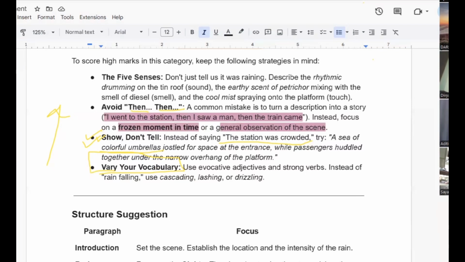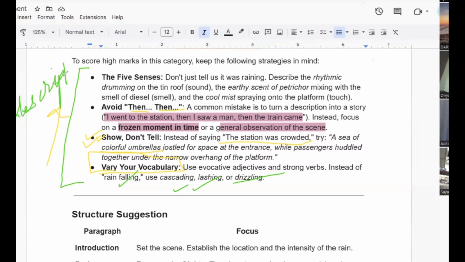Good. Use a thesaurus for that if you want. Sometimes we don't really come across these words, but drizzling is a pretty common word. So instead of just saying the rain is falling, you use drizzling, lashing, or cascading. Or if you want some more, we can always take help from a thesaurus. Right, everybody? Is it good? So these are certain things that we need to keep in mind when we write a descriptive essay.